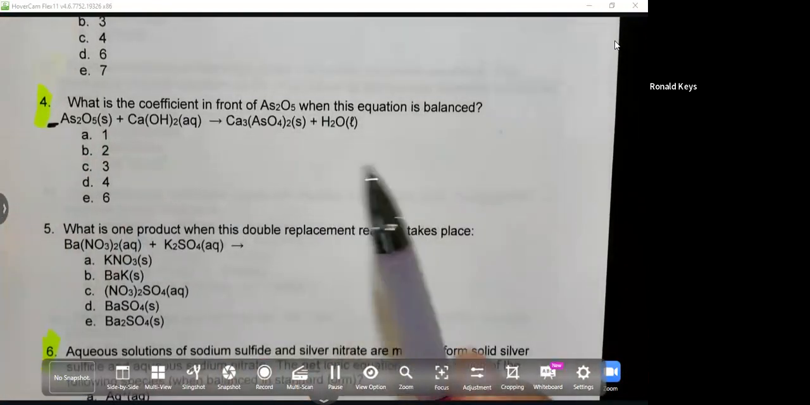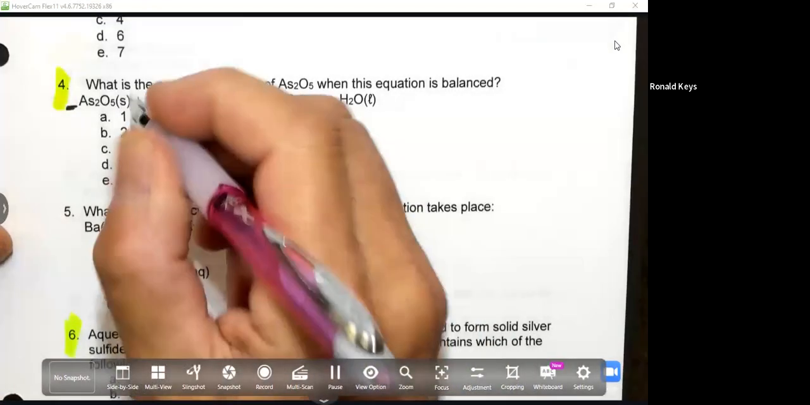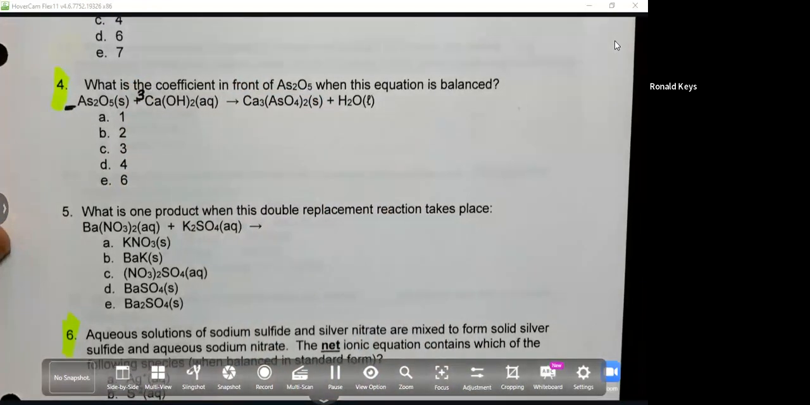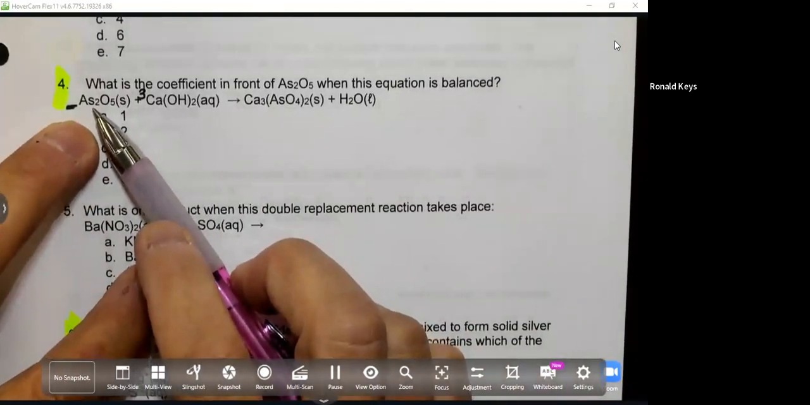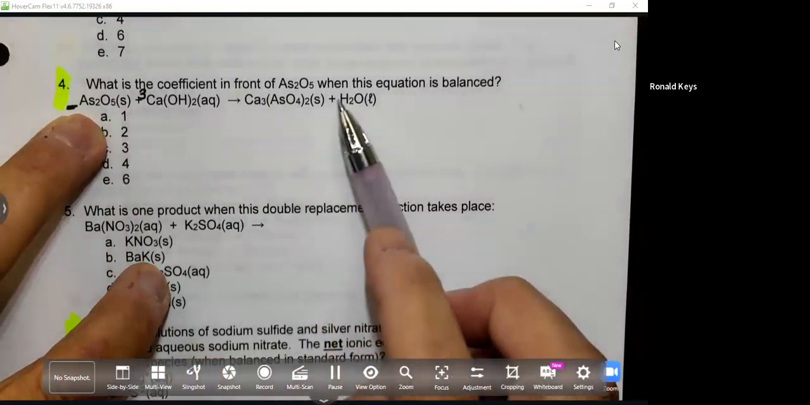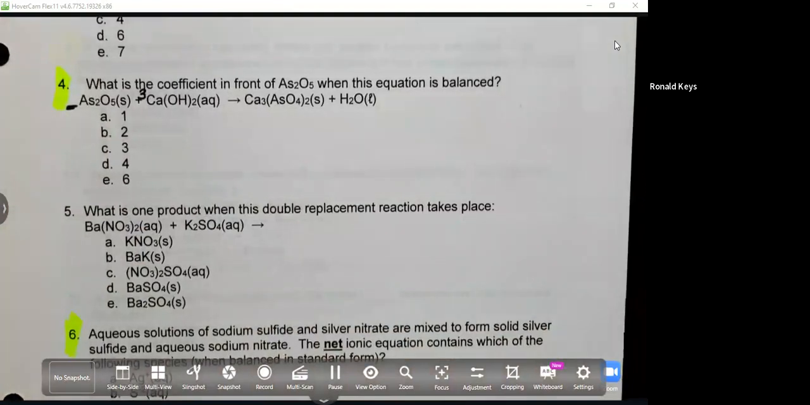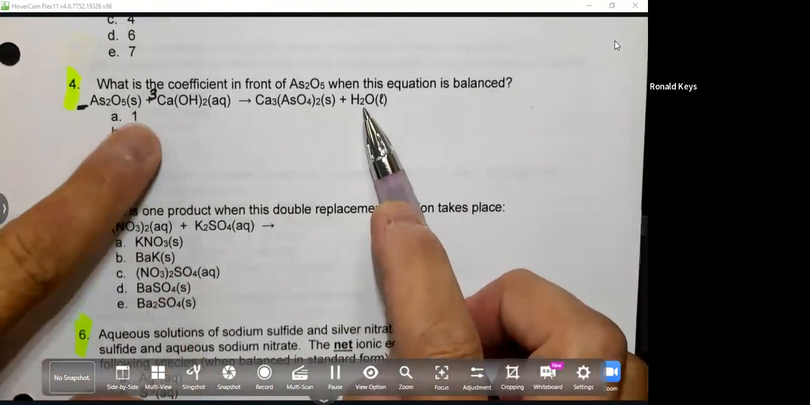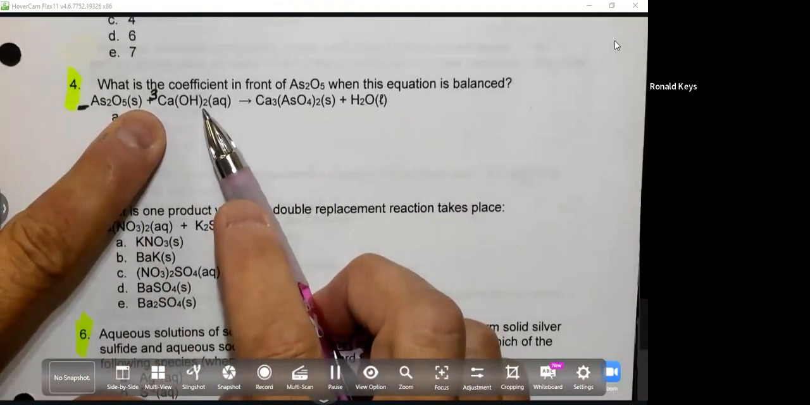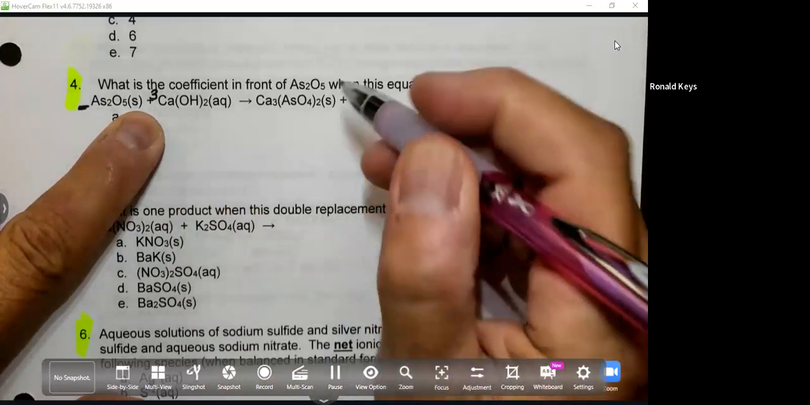So we should do then metals. So we've got 3 calciums here. Let's try a 3 here. If we do 3 calciums there, then let's try to figure out this As, arsenic here. We've got 2 here, and we've got 2 here. Now let's look at hydrogen. You have 2 hydrogens here, and we have 6 hydrogens here. 2 here, 3 times 2. We got 6, 2. It looks like we need a 3 here.